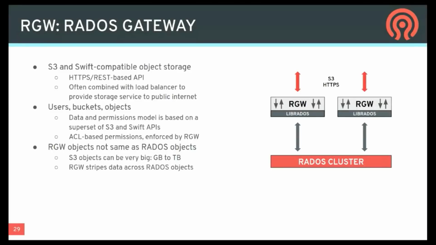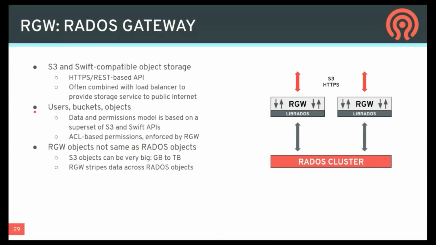So this is an API that's based on REST. It's usually tunneled over HTTP and provides sort of a high-level object storage service. It's the same type of thing that's often combined with a load balancer and actually exposed to the public internet. So much like Amazon's S3 service, you can have an encrypted connection to these gateways, and you can store and retrieve objects. So the data model that RGW provides is a little bit different than what RADOS does.